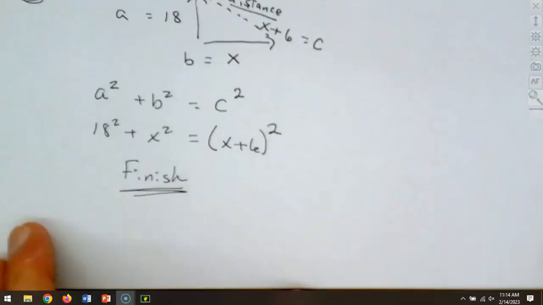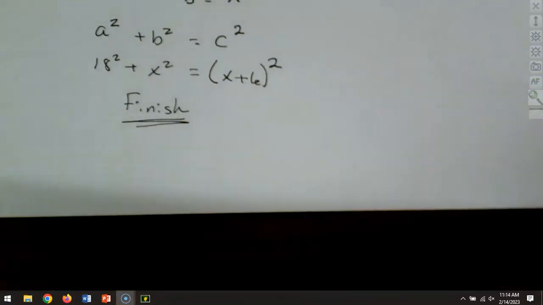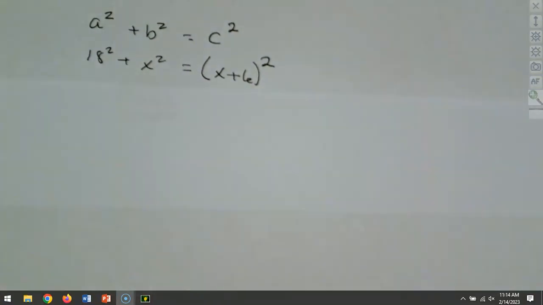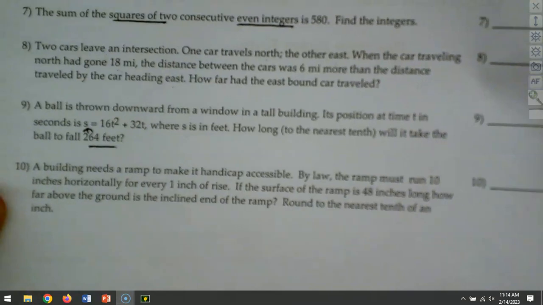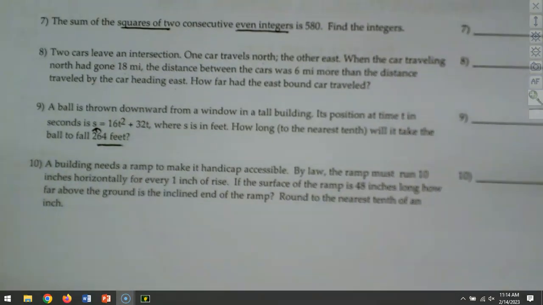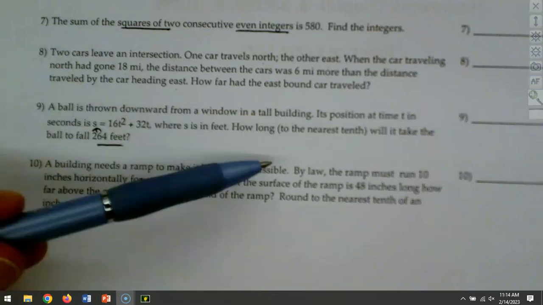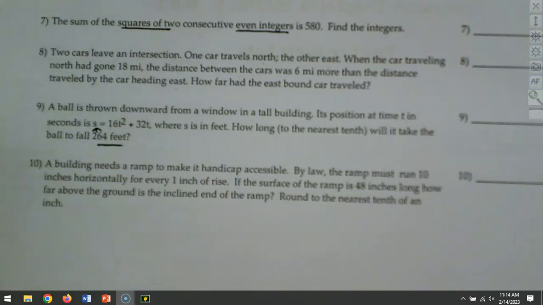Question 10. I think I set this one up last time, but we'll go over it again, and I'll set it up and go a little bit further. So a building needs a ramp to make it handicap accessible. By law, the ramp must run 10 inches horizontally for every 1 inch of rise. If the surface of the ramp is 48 inches long, how far above the ground is the inclined end of the ramp?